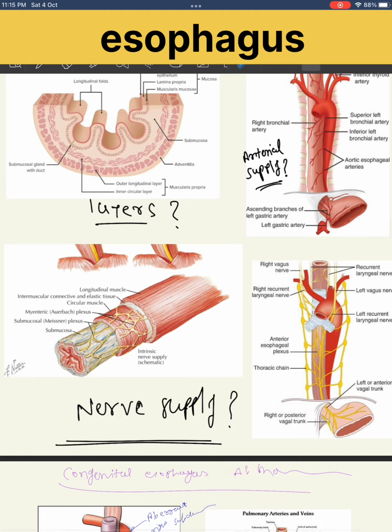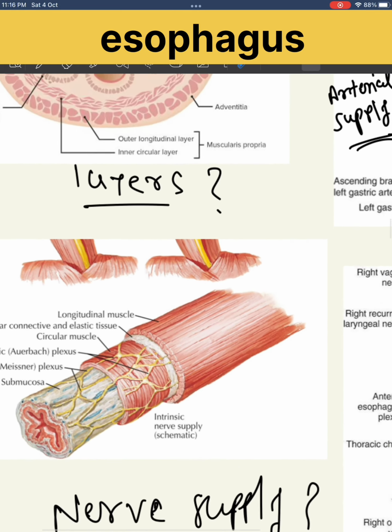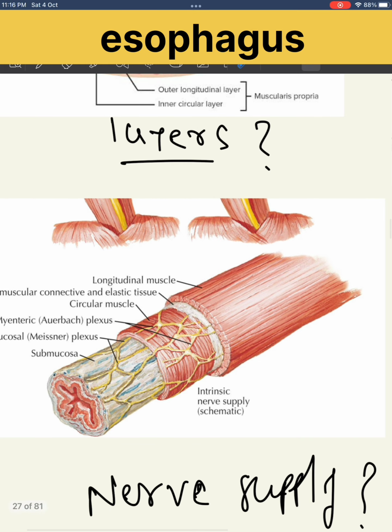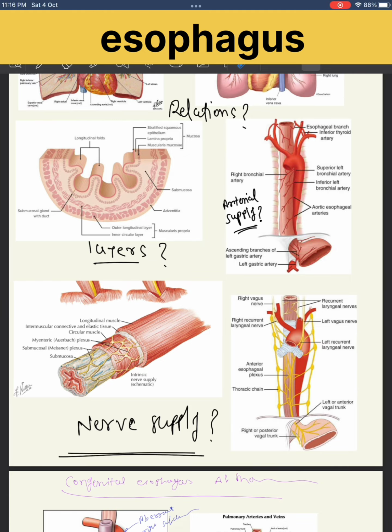Now let's talk about nerve supply. Extrinsic nerve supply is done by the vagus nerves, and intrinsic nerve supply is by the myenteric plexus and Meissner plexus. Okay, myenteric plexus is running in between the circular and the longitudinal muscles, as well as submucosa is having the Meissner plexus, which is required for secretions, but esophagus is not having that much secretions of its own. Myenteric plexus is required for peristaltic movements.